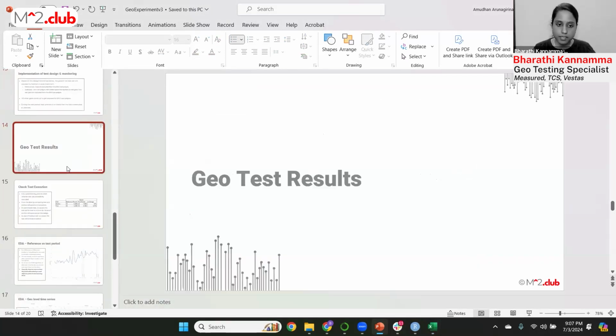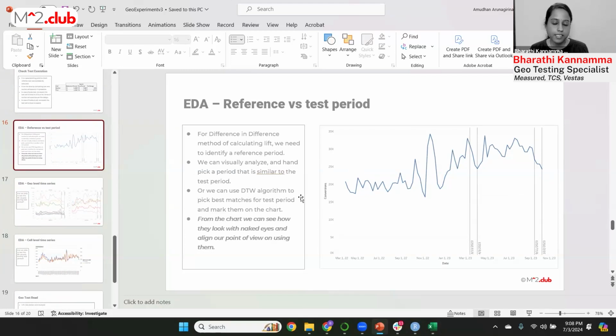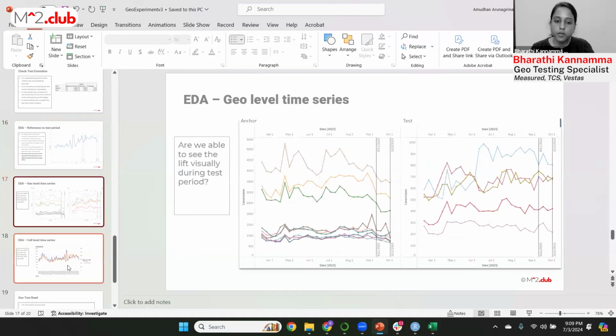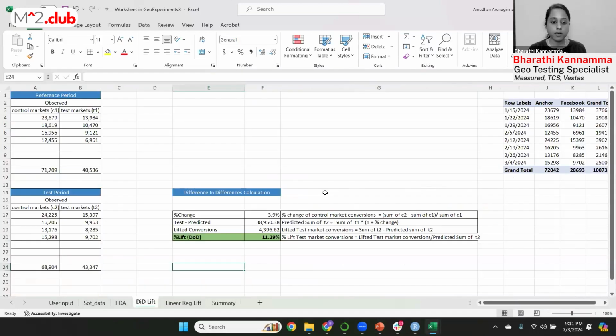Now moving on to the last phase, the geo-test results phase. So first, a very important thing is for us to identify a reference period. And another thing that we can do is visualize the geo-level time series data. So this will tell you visually if you can see any lift. Now moving on to calculating the lift.